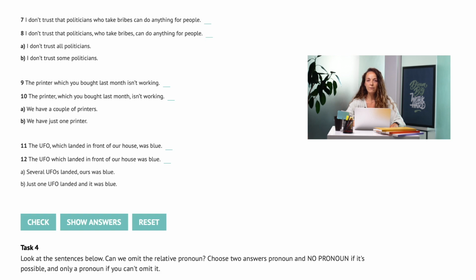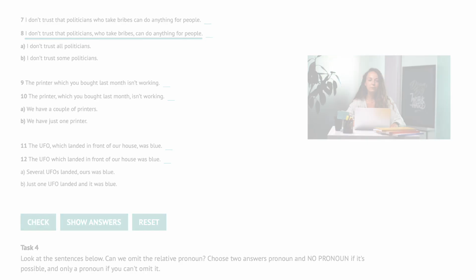Look at sentences 7 and 8. Which one says that all politicians take bribes? You're right, sentence 8. Moving on to task 4.